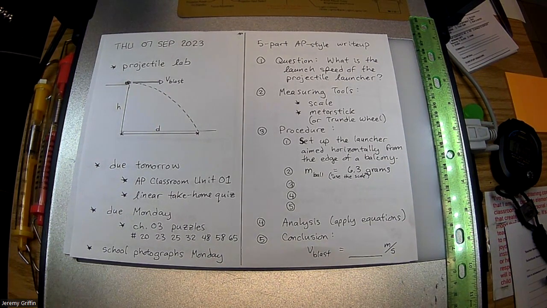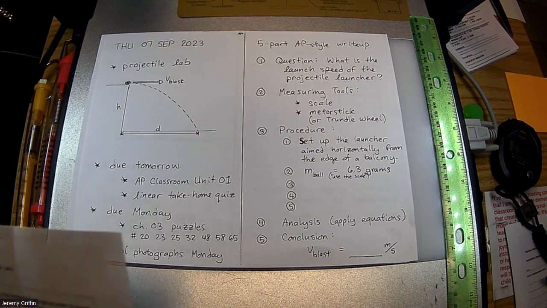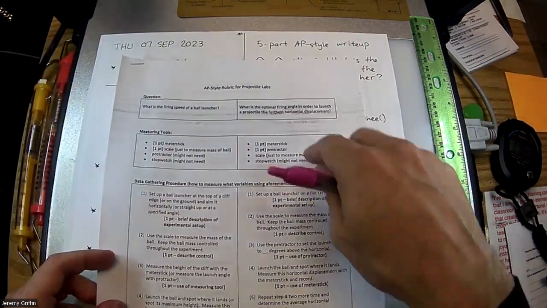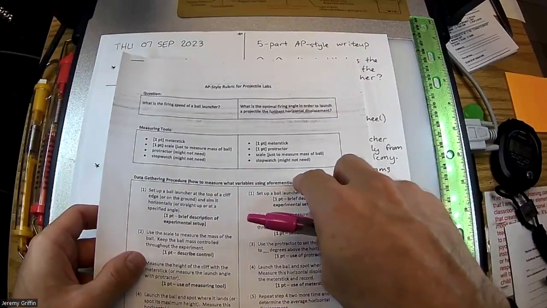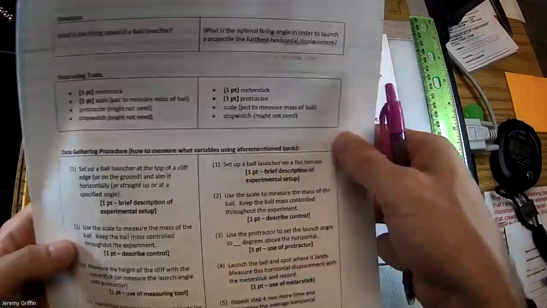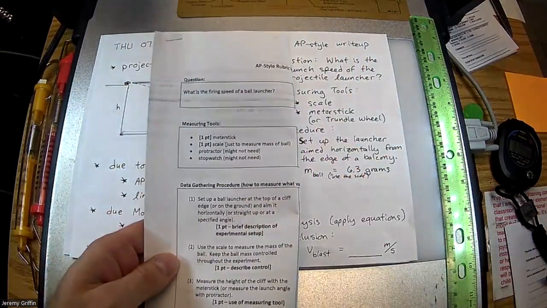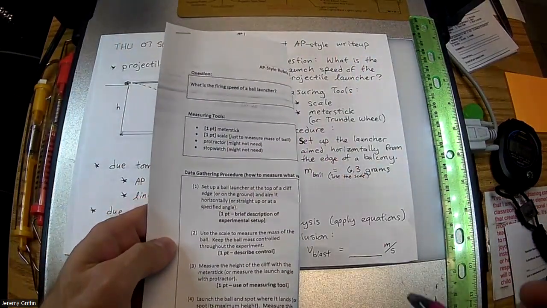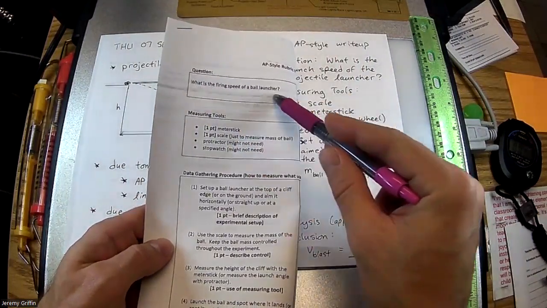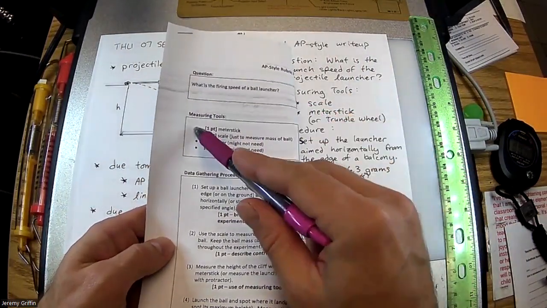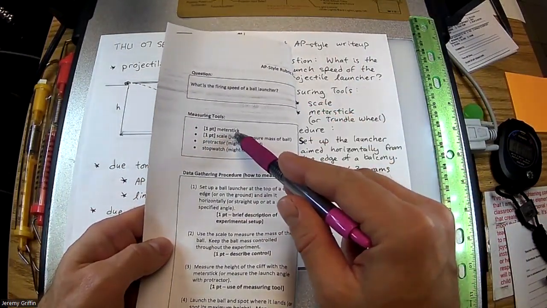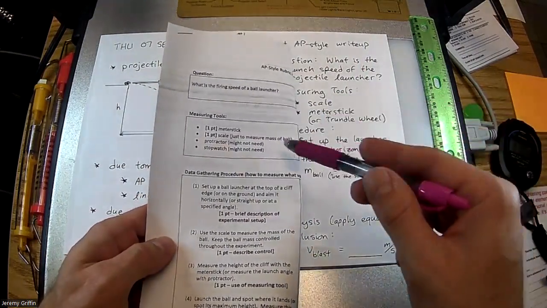All right, you guys ready to see the AP style solution? Square yourselves. All right, I've got these points add up to 12. So projectile labs. Well, this is here. The one on the right is what's the optimal firing angle for this displacement. So here's firing speed of the launcher. Zoom in here. So there's the question: what's the firing speed of the launcher? Measuring tools: 1 point for a meter stick or trundle wheel or both.